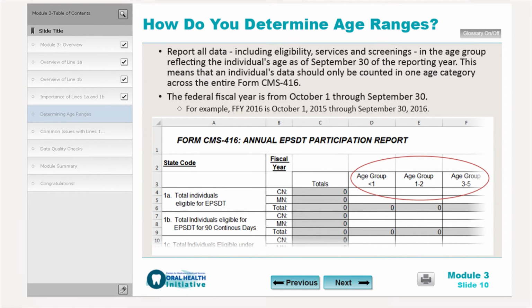When reporting in lines 1A and 1B, it is important to accurately determine which age range is appropriate for each child or service you are reporting. You should report all data, including eligibility, services, and screenings, in the age group reflecting the individual's age as of September 30th of the reporting year. This means that all data relevant to an individual child should be reported in the same age category across the entire Form CMS-416. The federal fiscal year is from October 1st through September 30th. For example, federal fiscal year 2016 is October 1st, 2015 through September 30th, 2016.